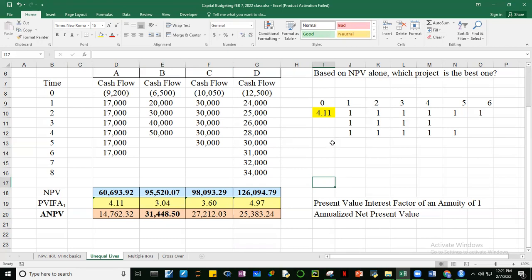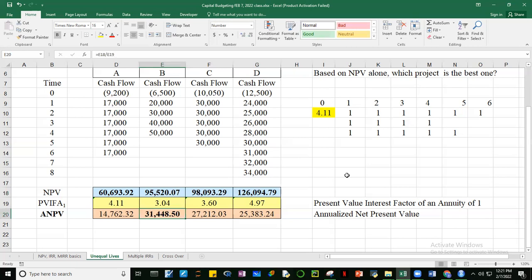Okay, so again, guys, when do we do this? We do this kung yung cash flows natin magkakaibang life. No? That's why we call it unequal lives. So you just can't compare the NPV. You have to annualize it by dividing it by the present value interest factor. All right. So B turns out to be the better investment.